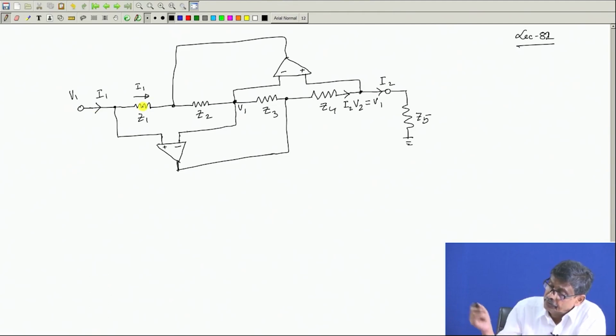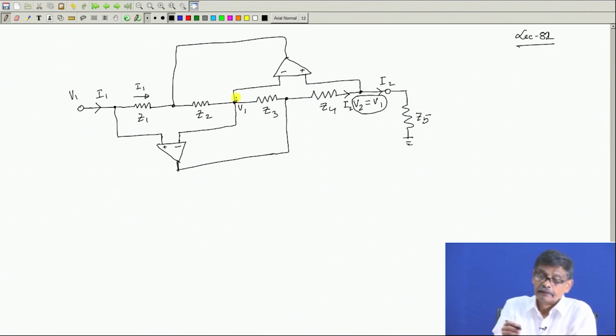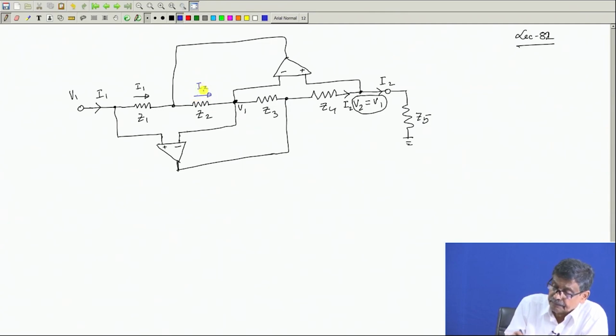Now, we would like to find out this voltage. Mind you, this V2 is equal to V1, I concluded, and also this point potential is V1. That is what I concluded. Now, let us assume this current is Ix. This Ix comes at this point, but this op amp does not take any current. Similarly, this op amp. Therefore, the same Ix will flow here as well, is it not?